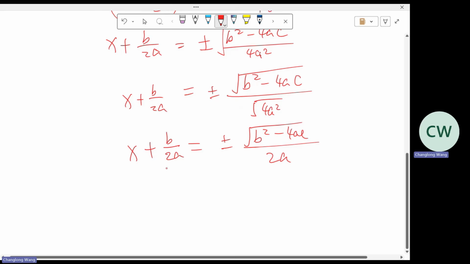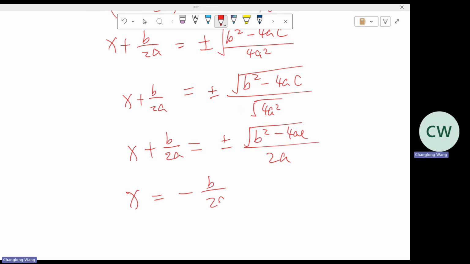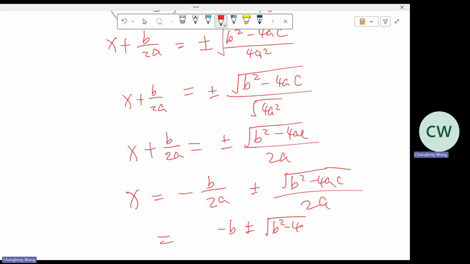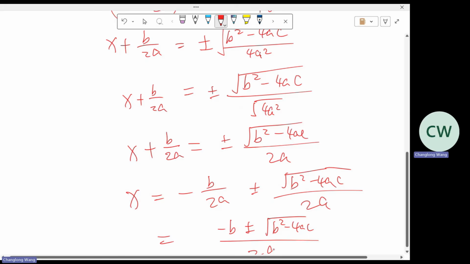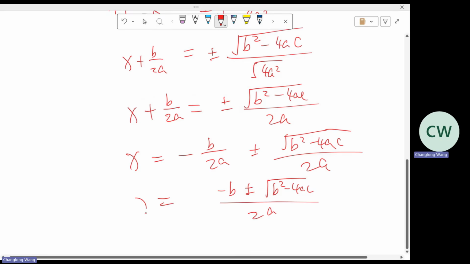You just have to subtract off b over 2a. So you're getting negative b over 2a plus or minus radical b squared minus 4ac over 2a. Then, of course, you could combine the numerator as negative b plus or minus radical b squared minus 4ac, over 2a. And that's the famous quadratic formula, right?